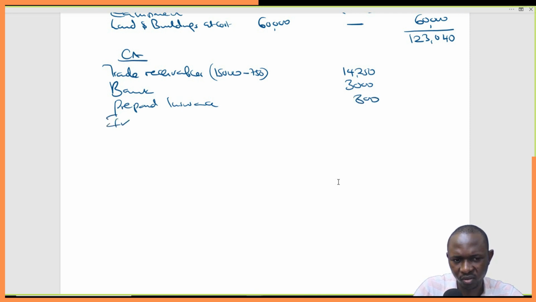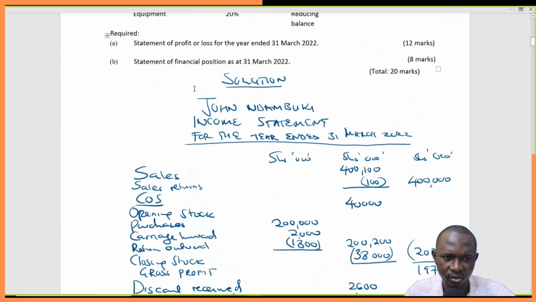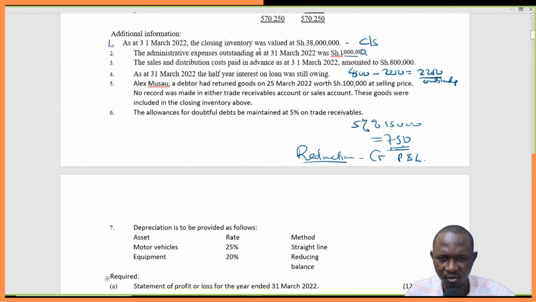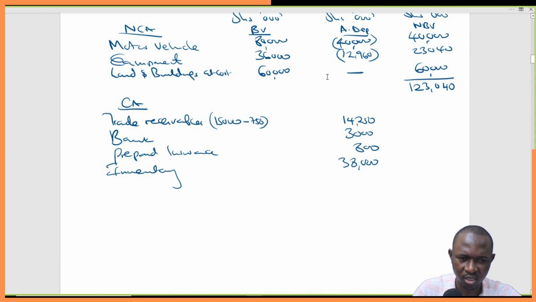Then of course we have inventory before we forget. Inventory was 38,000. We've just seen it here. Sorry, it was not prepaid insurance. It is prepaid selling and distribution cost. So just come here and delete this to avoid confusion. Prepaid selling and distribution cost, like that.